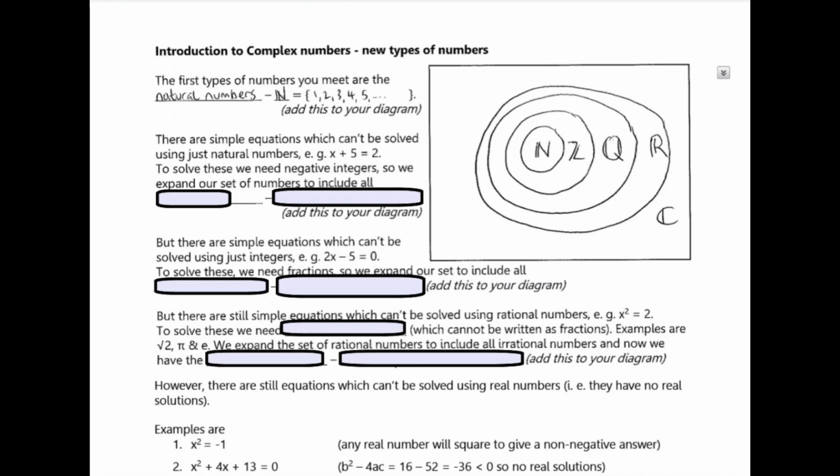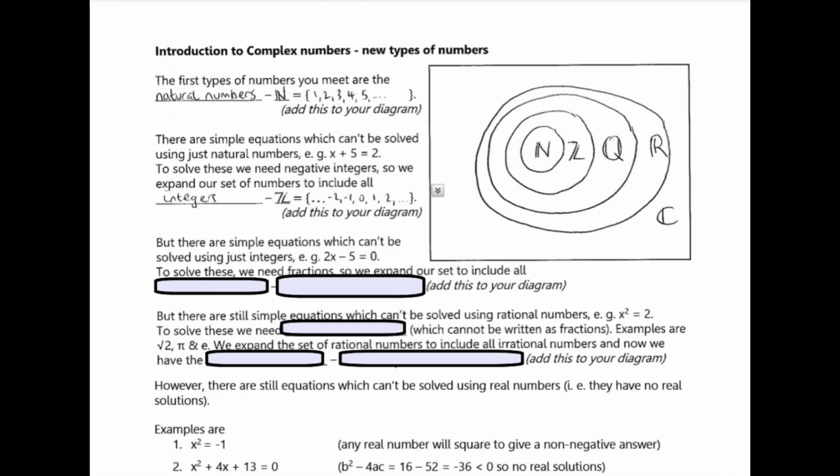To solve things like this, we also need negative numbers, or negative integers to be more specific. So we expand our set to include whole negative numbers, and this is the set called the integers. We use a Z to represent this. It includes the natural numbers, 1, 2, 3, 4, 5, and so on, but also has 0 and negatives. On your diagram, draw a circle around N, including Z as well.